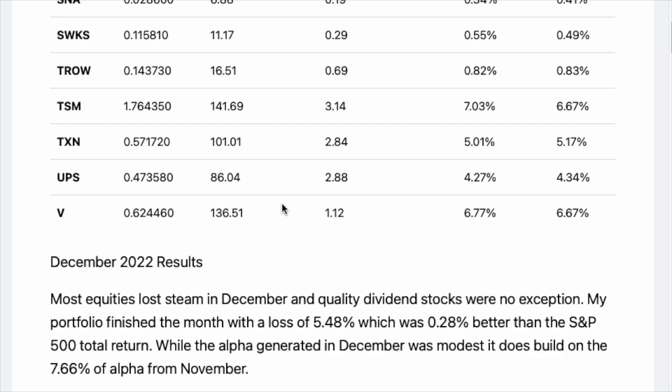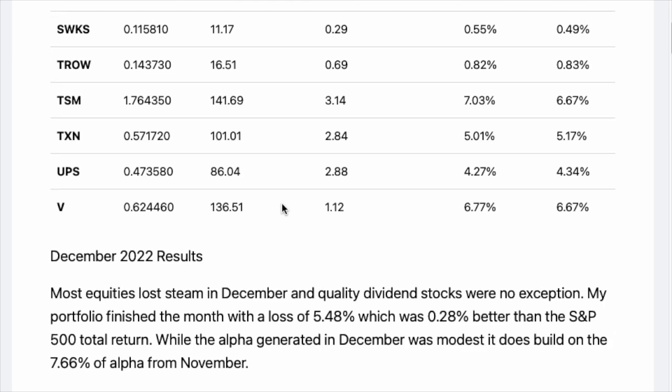December was a pretty rough month for most equities, and dividend stocks were no exception. My portfolio finished the month with a loss of 5.48%. And while this was unfavorable, it was better than the S&P 500 total return. The S&P 500 finished the month with a loss of 5.76%, which means my portfolio generated 0.28% of alpha.